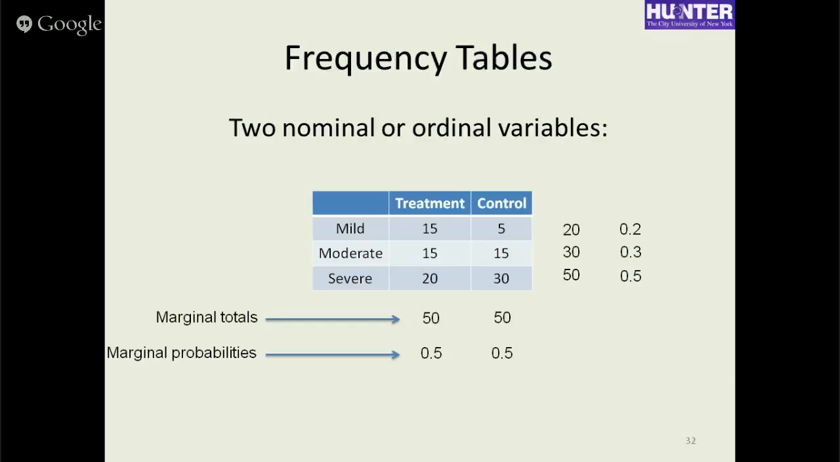I keep getting a little bit ahead of myself, forgetting to advance the slides, but there they are, the marginal totals and the marginal probabilities, being 50 over 100, or 0.5. So the marginal probability of having received the treatment in this fictitious clinical trial is 50%. And the marginal probability of experiencing mild pain is 20%. And that's regardless of whether you receive the treatment or the control.